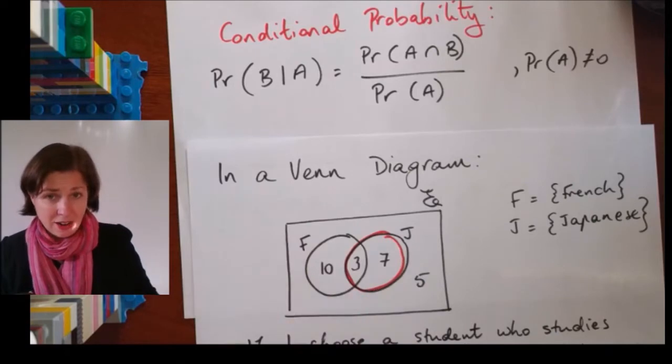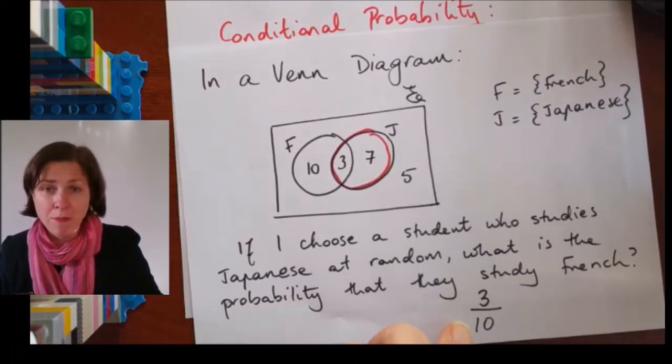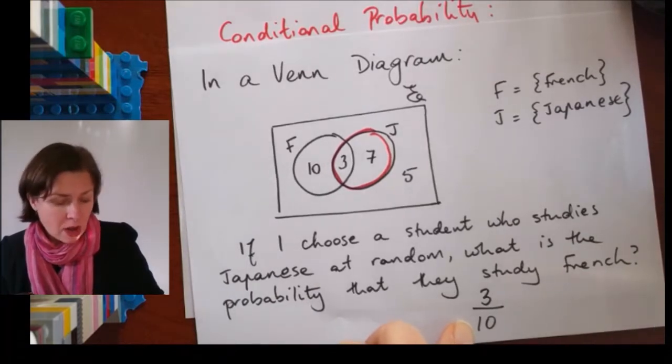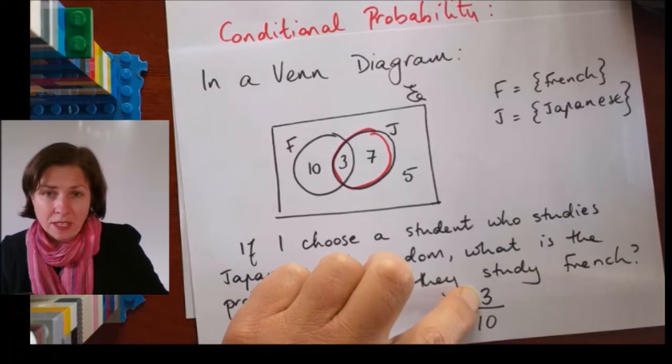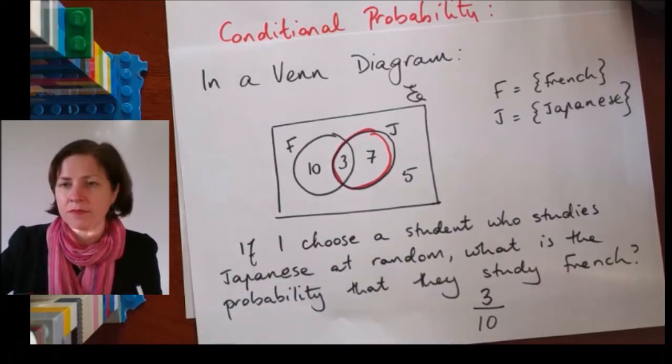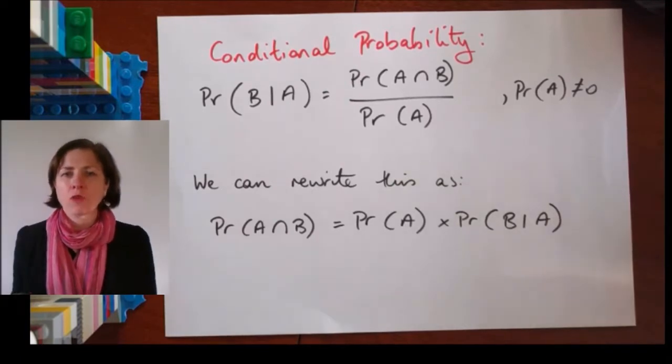All right. Now, as probabilities, it would look slightly different, but I've used the numbers here and it works in the same way. The number that study Japanese. So now here are your formulas.